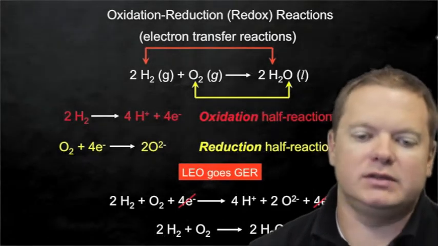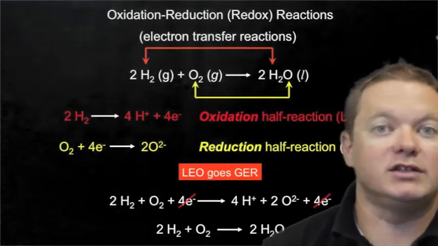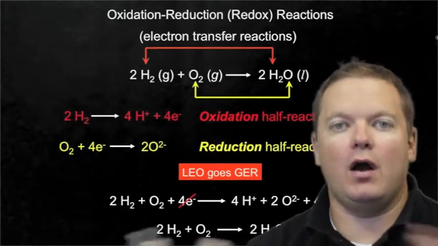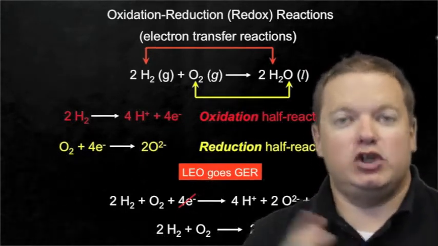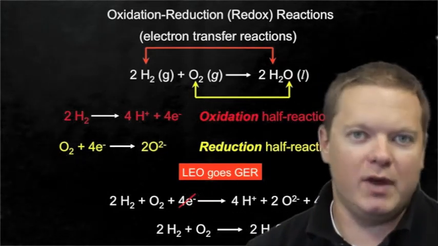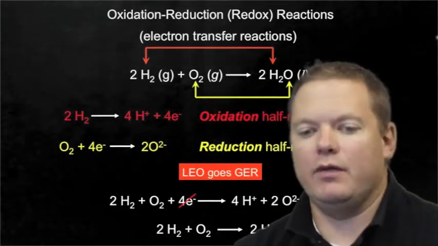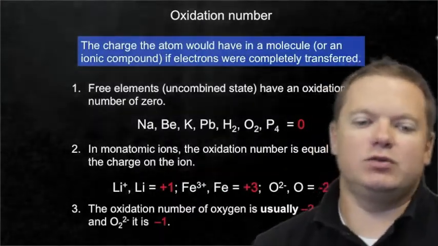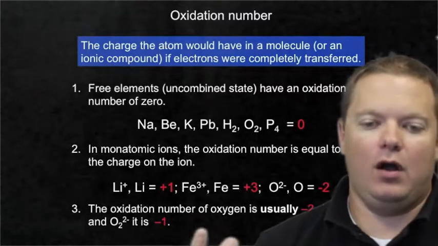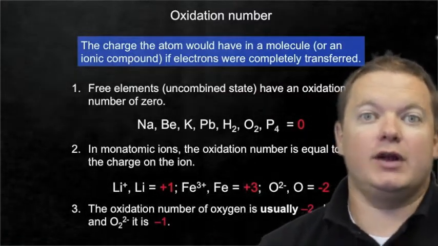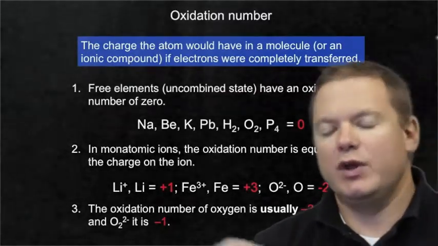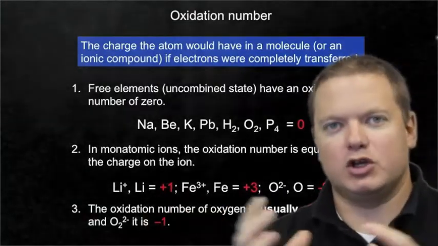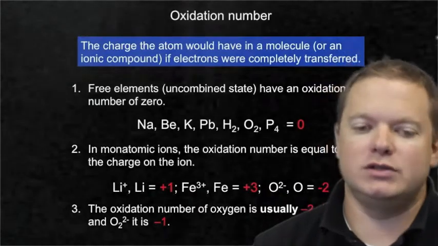Or the way I remember it is LEO goes GER. Loss of electrons is oxidation, gain of electrons is reduction. So we're going to follow these changes in electron movement by looking at something we call the oxidation number. The oxidation number is the charge that atom would have in the molecule if the electrons were completely transferred to it. So we can talk about an oxidation number for something that's not really an ion, right? But we're talking about completely transferring those electrons to it.